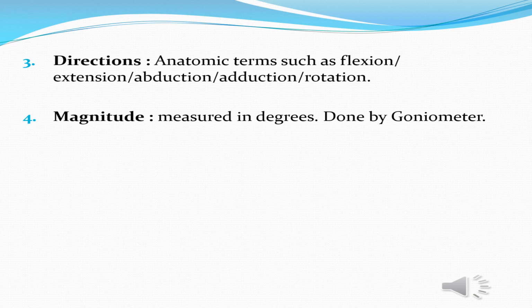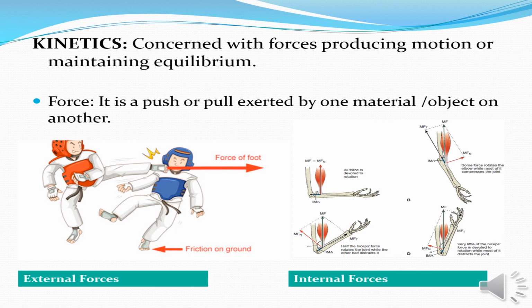Let's come on to the other two aspects of kinematics, which are direction and magnitude. Now the directions you all know, the body moves in flexion, abduction, extension, adduction and rotation, and they have some magnitudes, which are measured in degrees, usually done by a goniometer. After this, let's move on to understand kinetics.